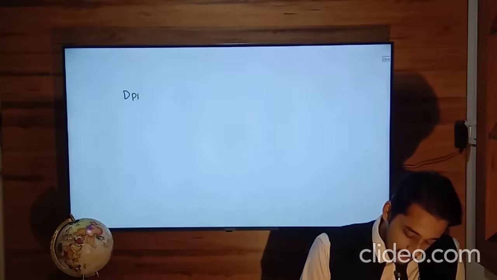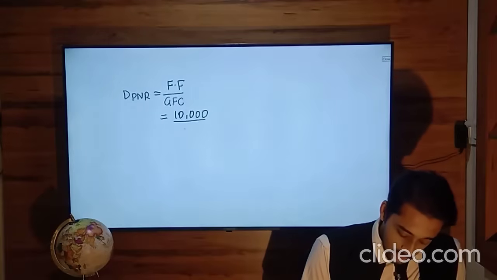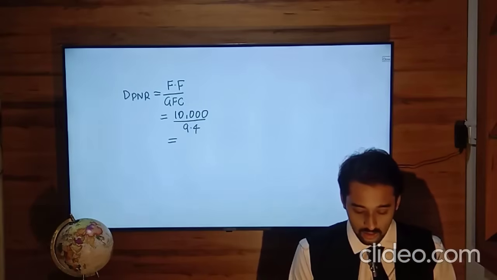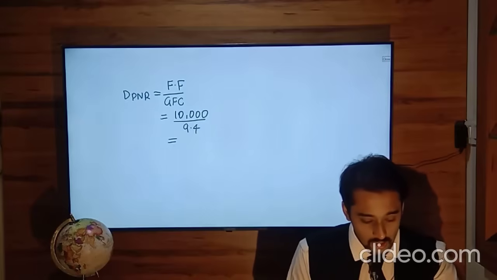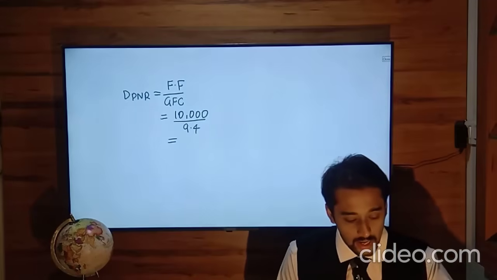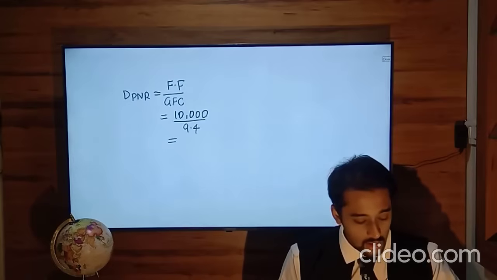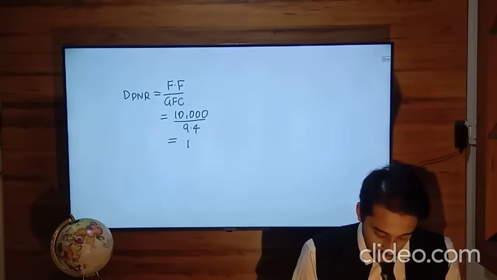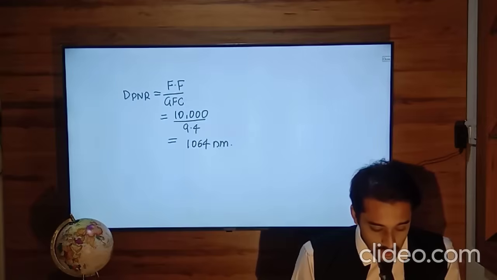So distance to PNR will be flight fuel divided by gross fuel consumption. So 10,000 divided by 9.4 is equal to 1063.8, or 1064 nautical miles. Approximately 1064 nautical miles.